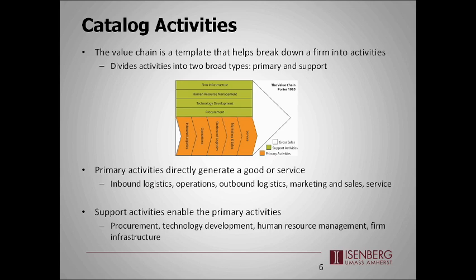To catalog activities, it's helpful to use a template called the value chain. And the value chain classifies activities as either primary or secondary. Primary activities help to directly generate a good or service. Inbound logistics, operations, outbound logistics, marketing and sales, and service would all be considered primary activities. Support activities help enable the primary activities. We'd consider procurement, technology development, human resource management, and firm infrastructure as support activities.